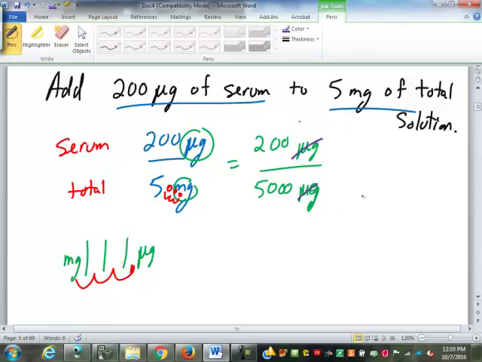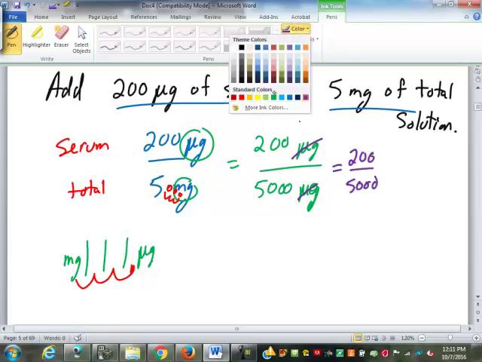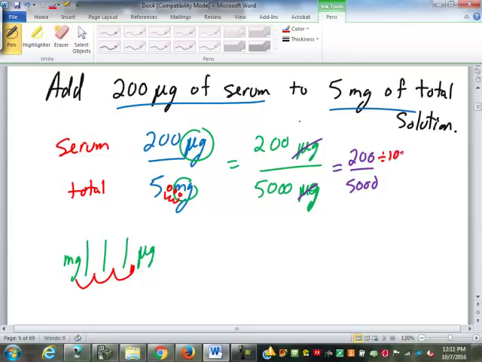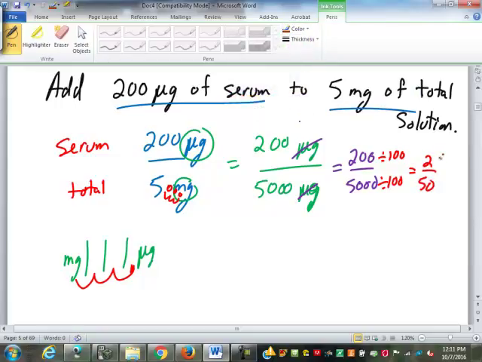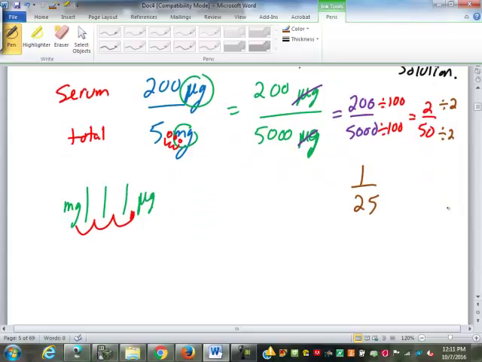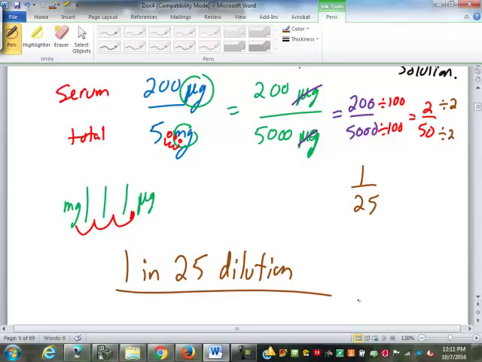The micrograms can disappear. 200 over 5,000 can both be divided by, well, they both end in 2 zeros, so I can divide both by 100. Gives me 2 over 50. Am I done? Not quite. Both of those can still be divided by 2 to give me 1 over 25. So that's 1 out of 25, which is telling me that this is a 1 in 25 dilution. Any questions on that? Obviously a really weak dilution there.